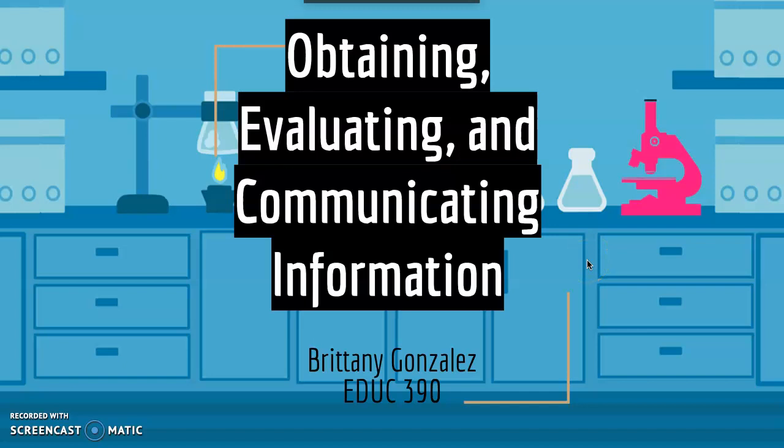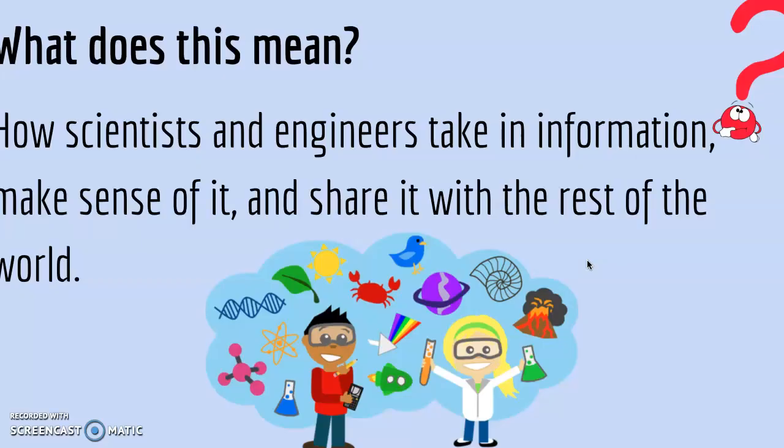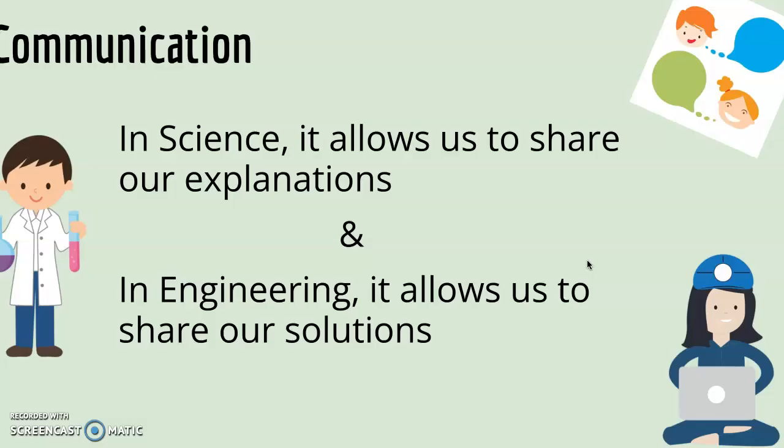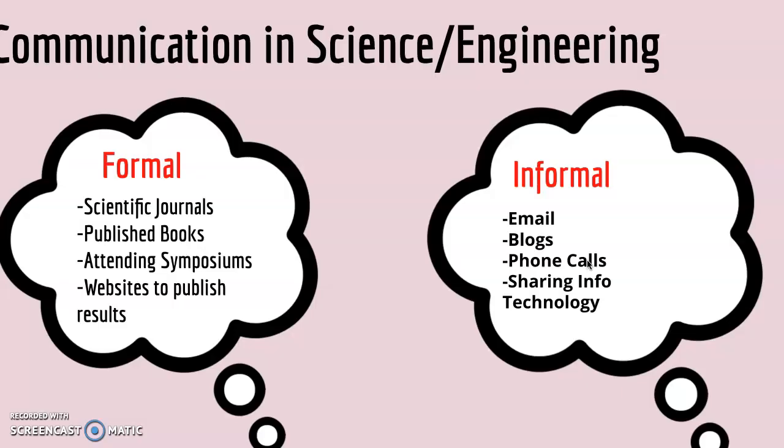Hi everyone, I did my presentation on obtaining, evaluating, and communicating information through science and engineering. So what does this exactly mean? This means that scientists and engineers first gather their information, they process it, and finally they share it with the rest of the world. Communication in science allows us to share our explanations, and in engineering, it allows us to share our solutions.